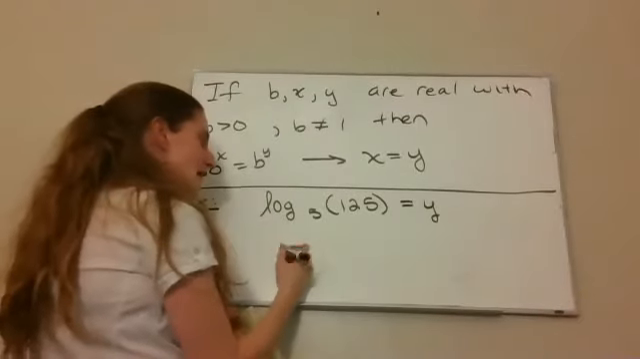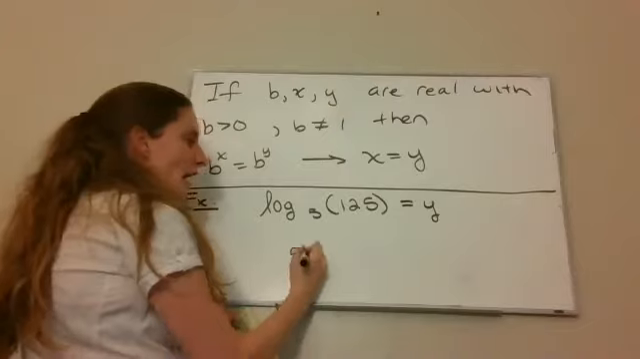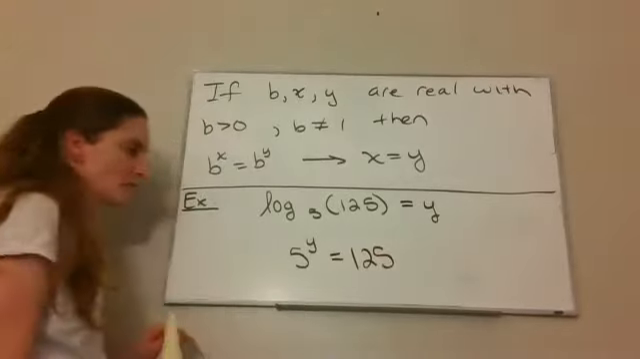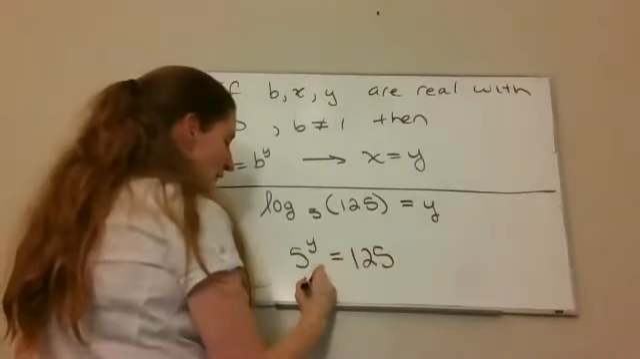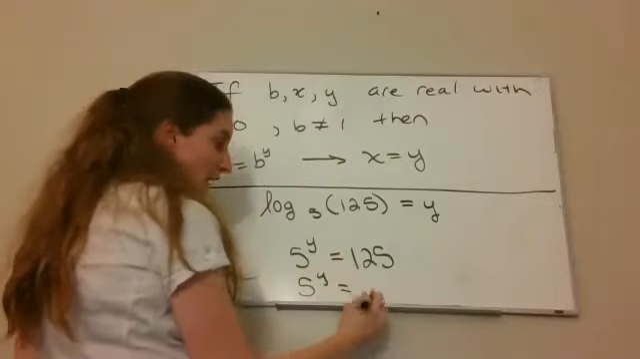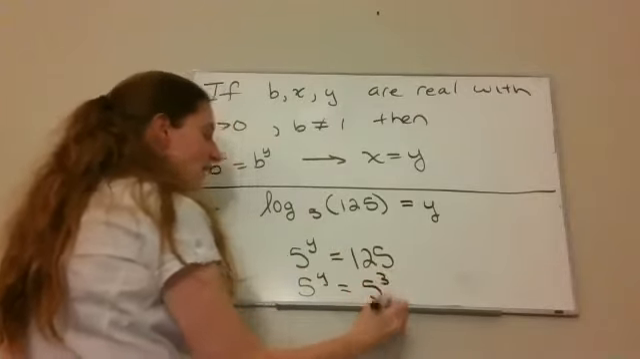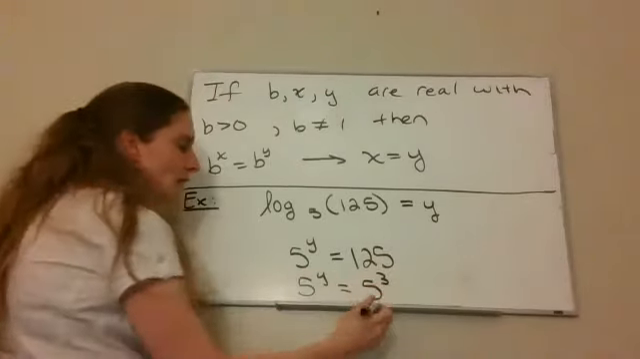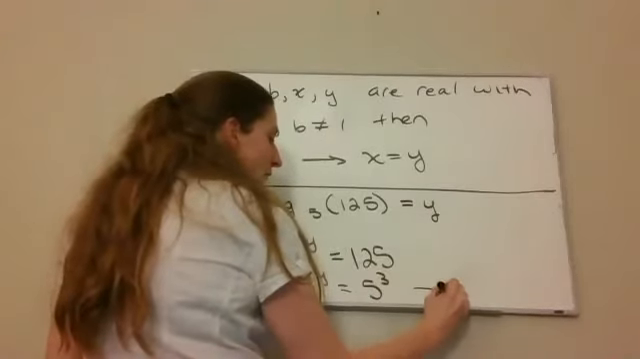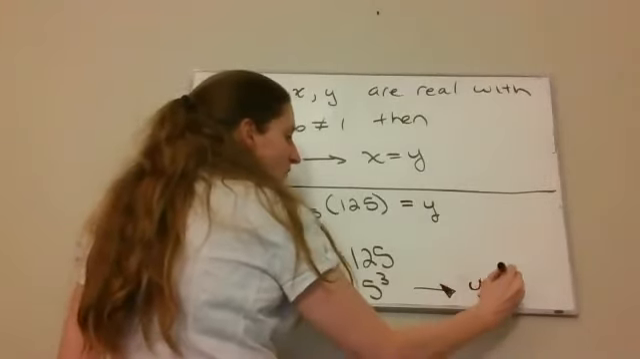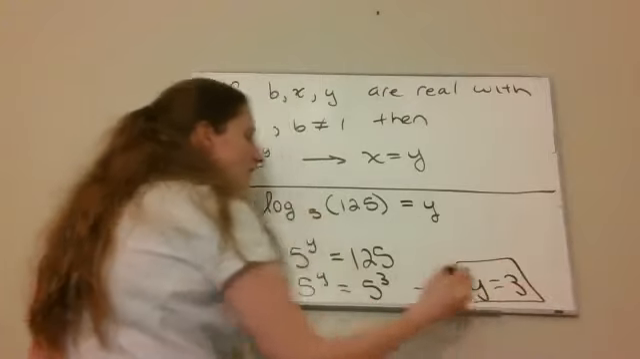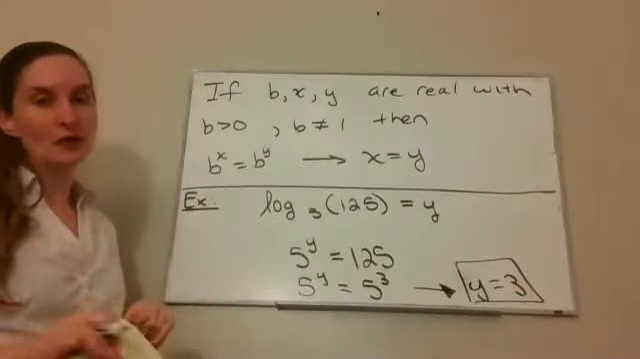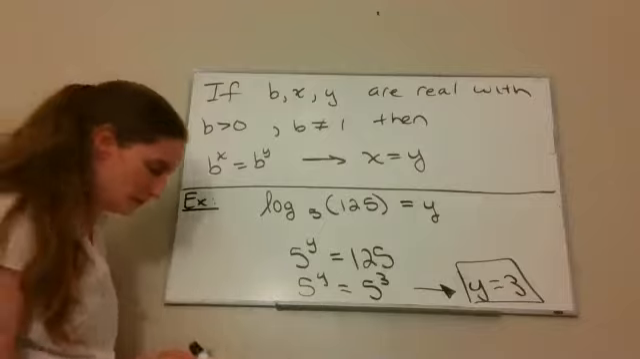Now if I rewrite this in exponential form, I get 5 to the y power is equal to 125. Can I write 125 as 5 to some power? I can. 125 is the same thing as 5 to the third. So I have 5 to the y equals 5 to the third, and using my property up above, this means that y is equal to 3. So that means that log base 5 of 125 is equal to 3, and that is correct.